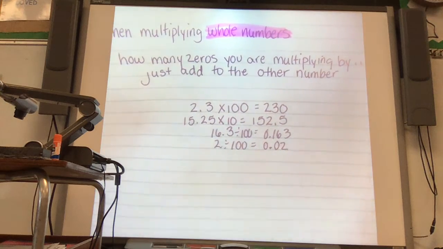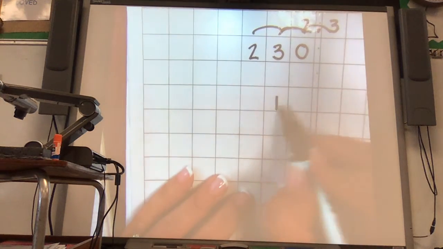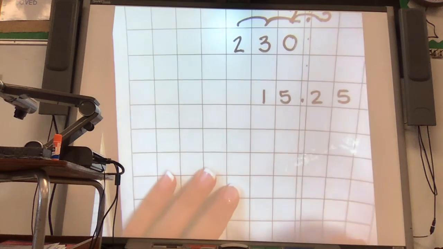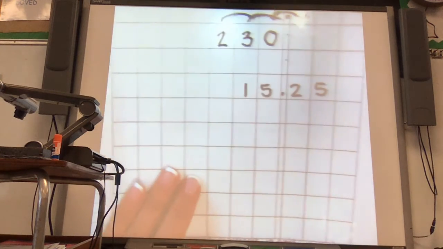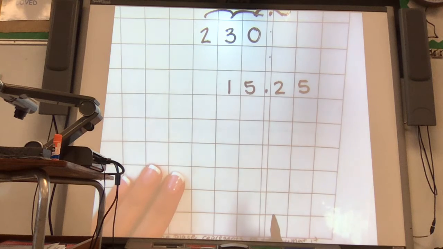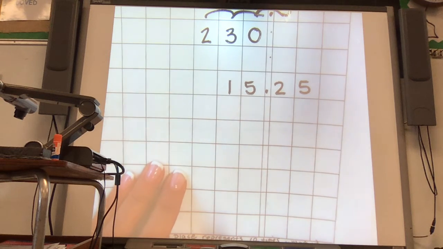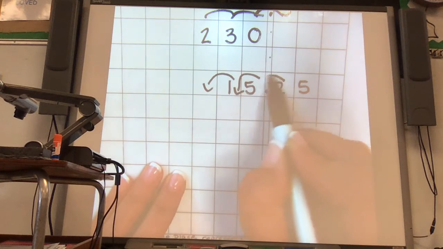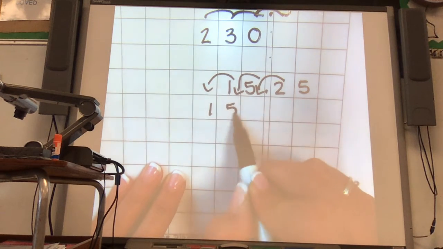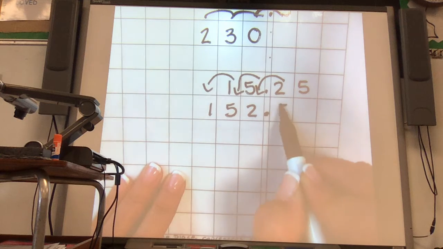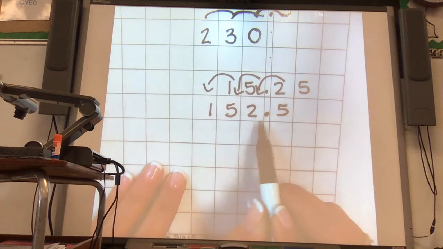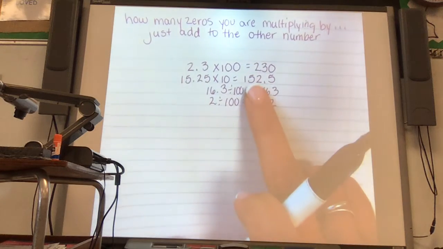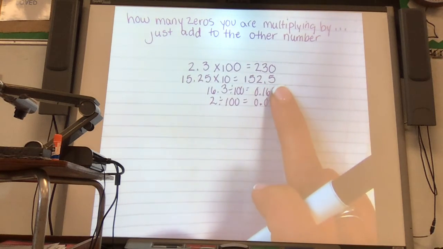The next one we did was 15 and 25 hundredths times 10. Again, multiplying, we go to the left, and 10 only has 1 zero, so we only take 1 hop. 1, 5, 2, and 5. 152 and 5 tenths. And that's our answer, 152 and 5 tenths.